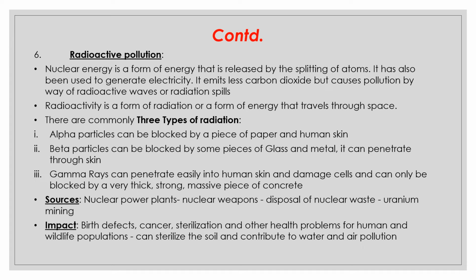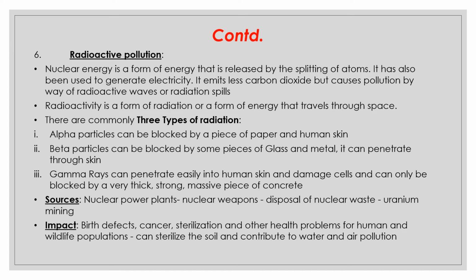There are three types of radiation: alpha, beta, and gamma, depending upon their strength. Alpha particles can be blocked by a piece of paper and human skin. So just a small piece of paper or human skin can block alpha particles. It's so weak. So alpha particles don't pollute the environment.